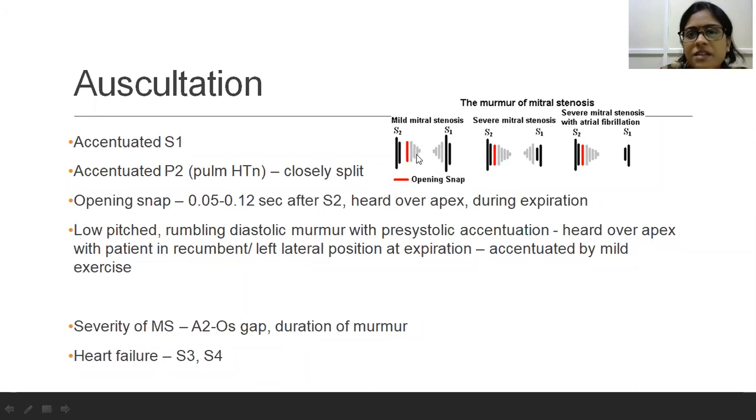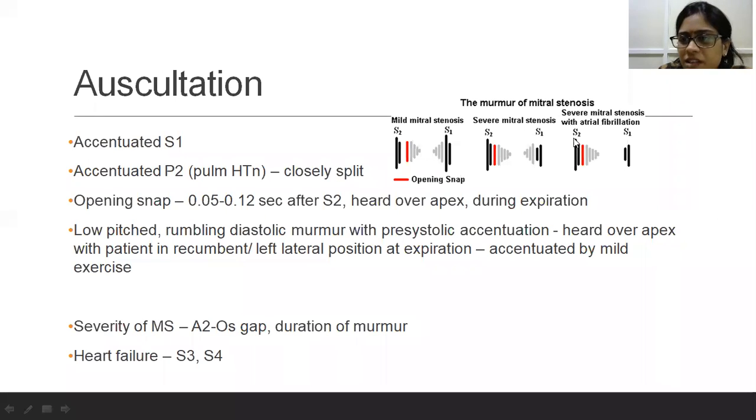In case of severe mitral stenosis, you can also have presystolic accentuation. The murmur starts in the mid-diastolic time frame, and it should ideally disappear before the onset of S1. However, in severe mitral stenosis, you will also have presystolic accentuation. That is, your murmur becomes loud just before the onset of S1.